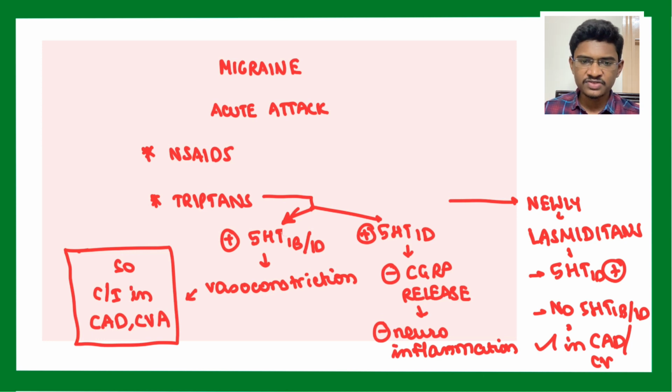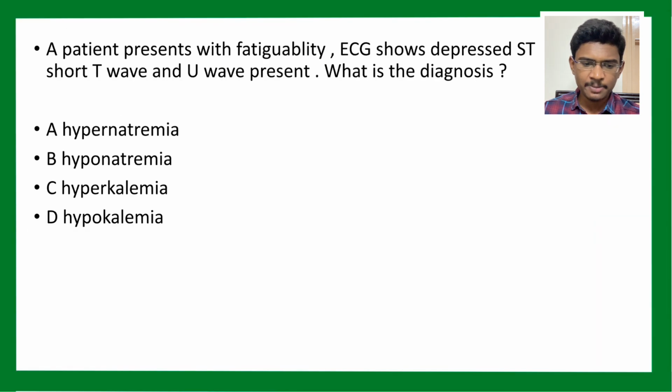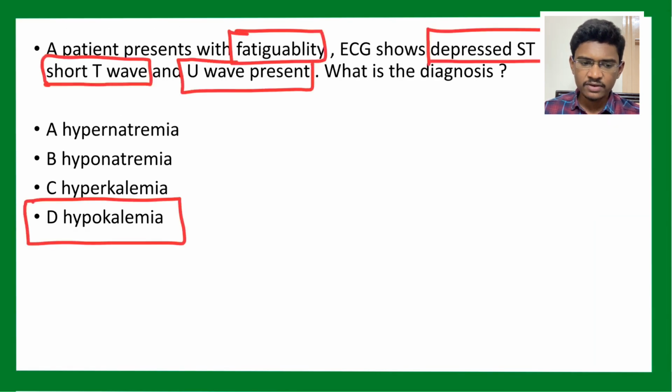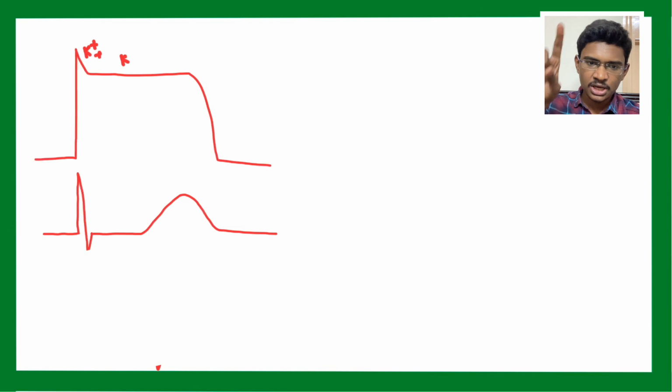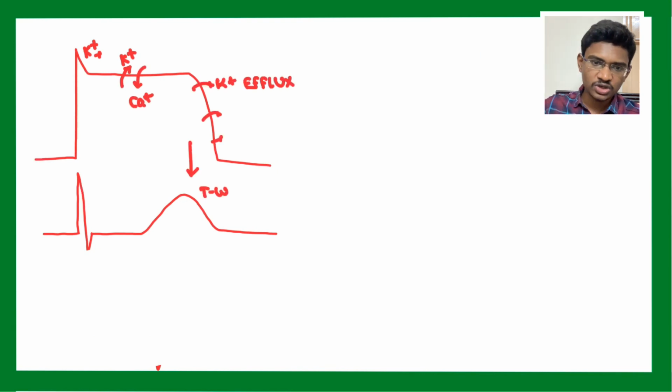Patient presents with fatigability, ECG shows depressed ST, short T wave and U wave is present. What is the diagnosis? Hypernatremia, hyponatremia, hyperkalemia, hypokalemia. So what is happening here? Patient is having fatigability along with these changes. Usually if you see this cardiac action potential, in phases 2, 3 and 4, what is happening? Potassium is going out of the cell. K plus efflux is happening.